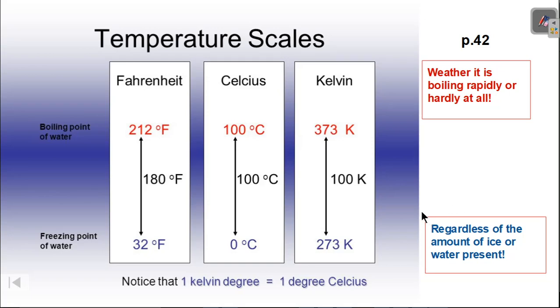So let's look at the different temperature scales. You're familiar with Fahrenheit. That's what you use here in the United States. In Europe, and the rest of the world, we use Celsius. And then we have the Kelvin. You're going to learn that the Kelvin is the absolute scale for temperature. We're going to see what that means in a second. But you need to know both the boiling point and the freezing point of water in Fahrenheit, Celsius, and Kelvin.